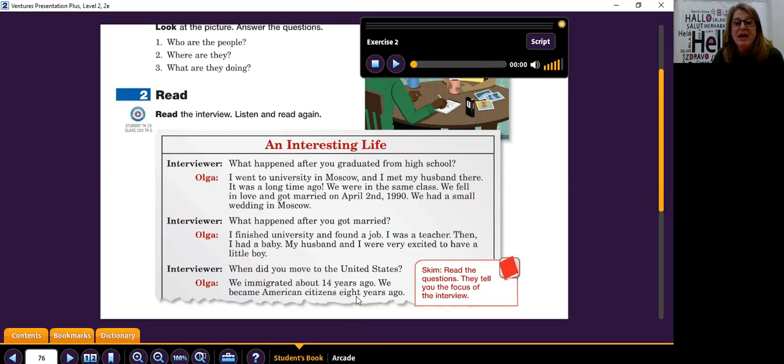Let's see here. And at the very end, it says American citizens 8 years ago. So a time frame, okay? About 14 years ago, a time phrase, a time frame. Okay, so that was fast. So let's you and I read this together. We'll just go through and we'll read and answer our questions then.